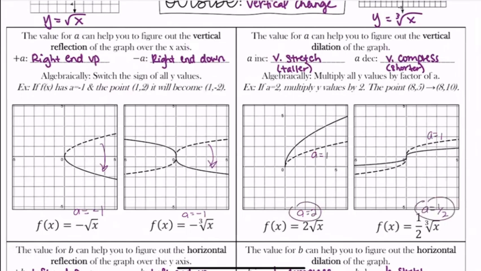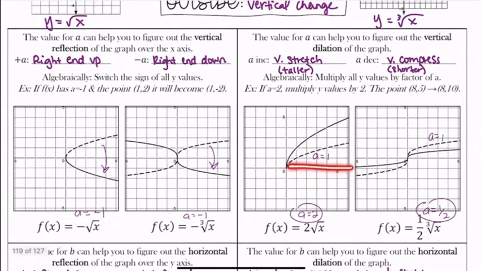So when a goes from 1 to 2, so as it gets larger, you can see your graph before was this tall, and now it's this tall. It got taller. And that would be called a vertical stretch because you would be pulling on the graph this way, and that would stretch it out to make it taller.